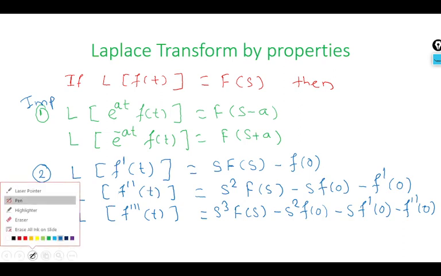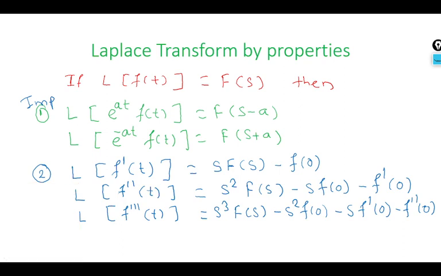And the last property, the third property that I want to show you here, is Laplace of integral. So Laplace of integral of f of t dt. Remember, the limits of the integral should be 0 to t only. Laplace of integral 0 to t f of t dt.